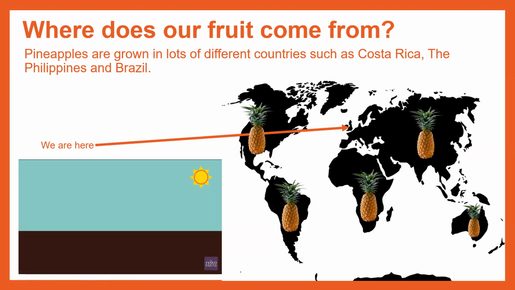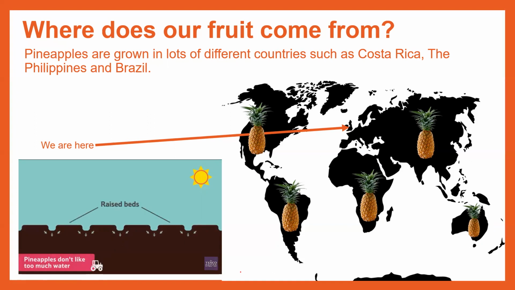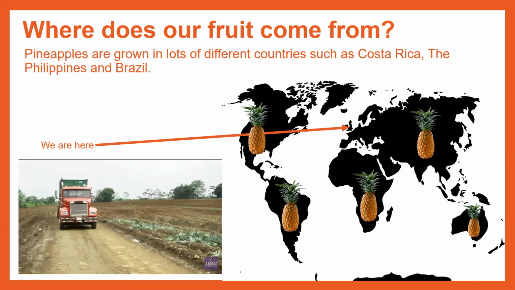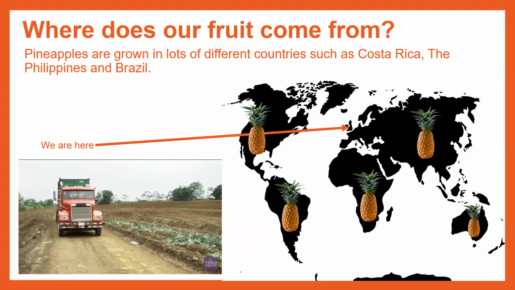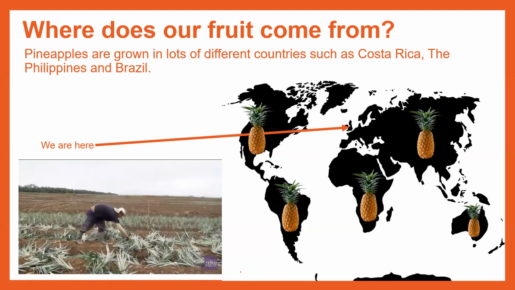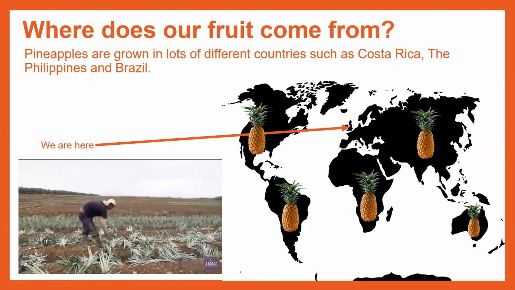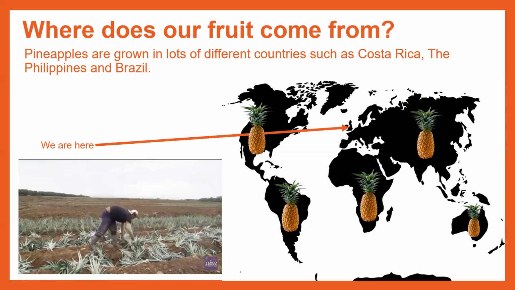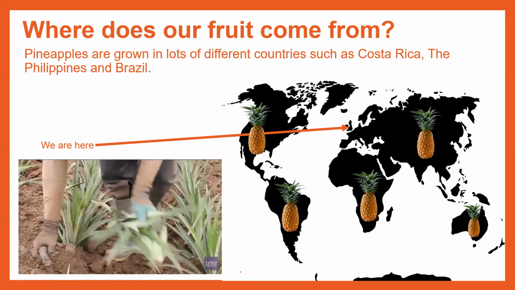The farmer's first job is to prepare the soil. The pineapples don't like too much water, so raised beds are made, meaning that any extra rain can flow away and won't damage the plant. Next, the best seed plants from last year's crop are loaded onto trucks and scattered along the raised beds. Each one will have 2 rows of pineapples planted in it.